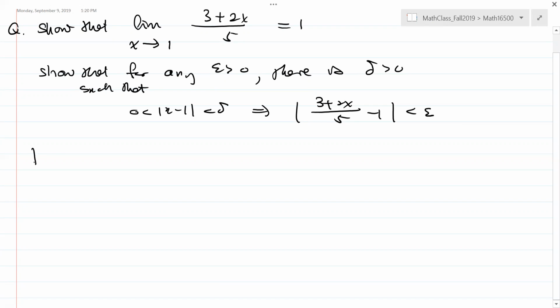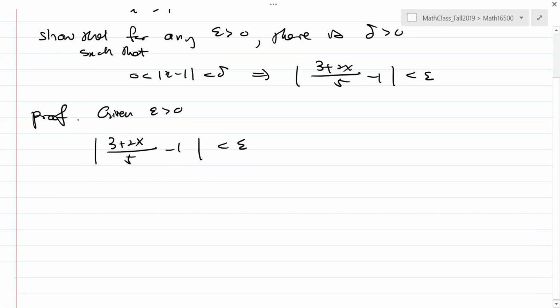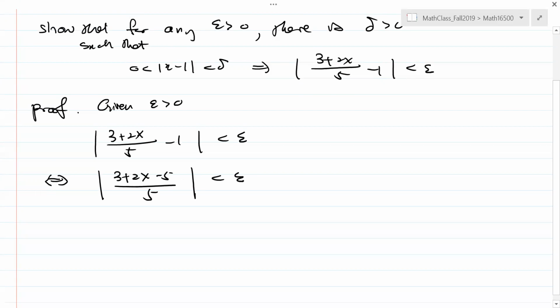So here's a proof. Write down the proof. Given an epsilon greater than 0, I'm going to simplify this inequality. This inequality is equivalent to the following. You multiply both sides by 5, or you can combine them into one. It's going to be minus 5, right? Clear, those two as I said.